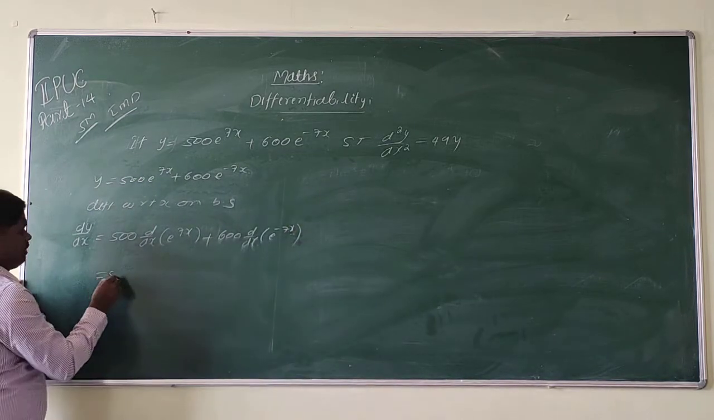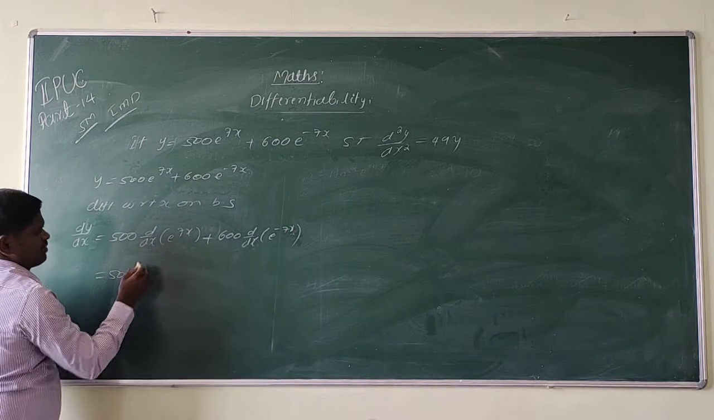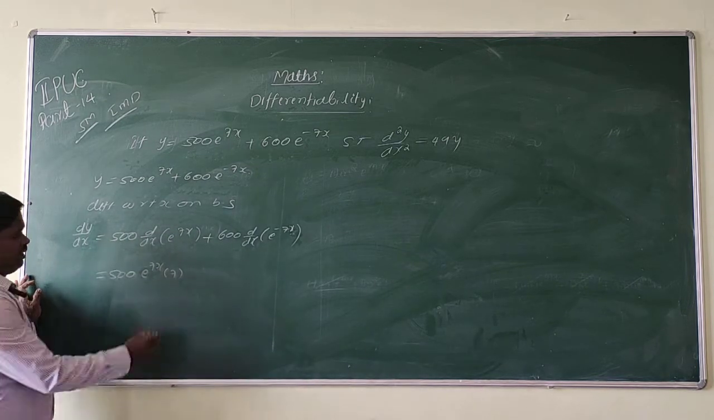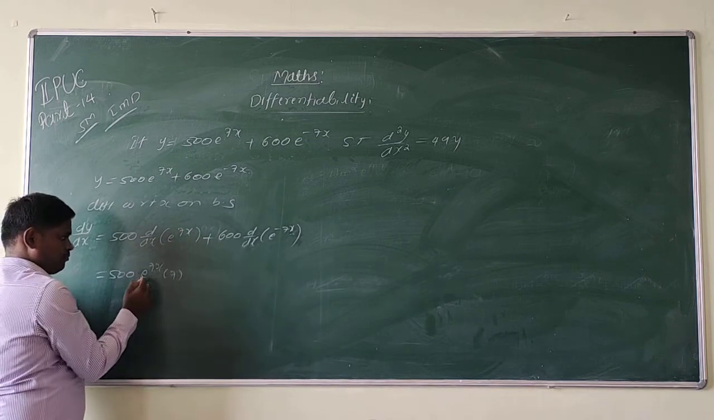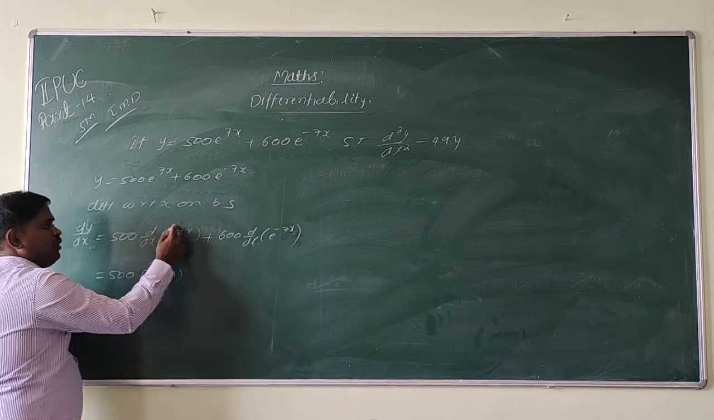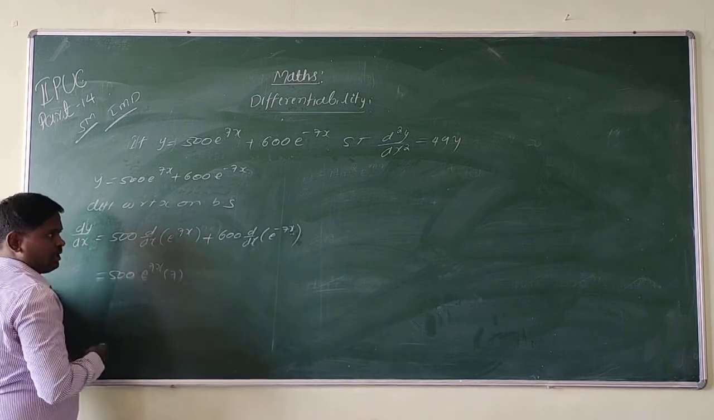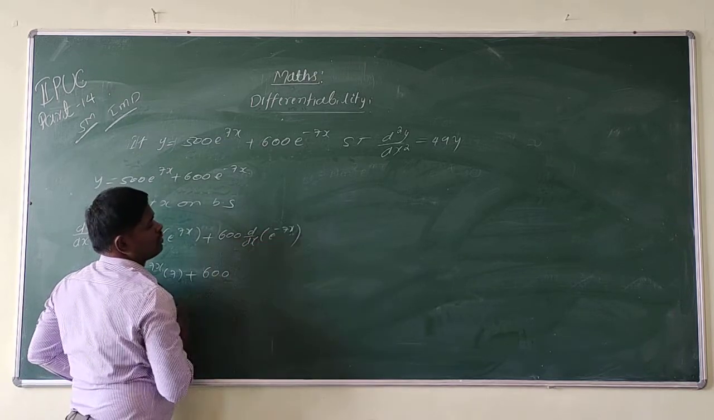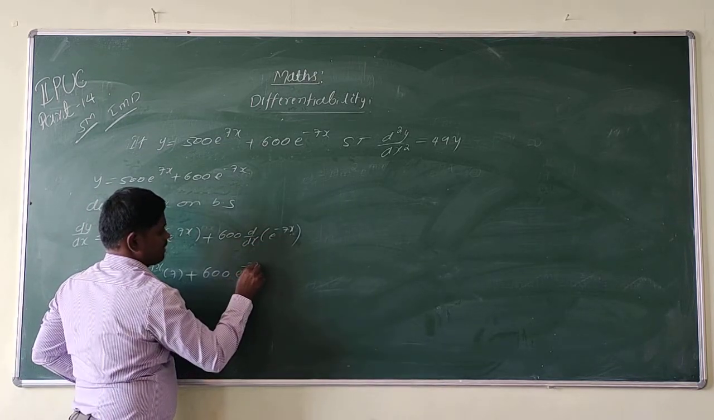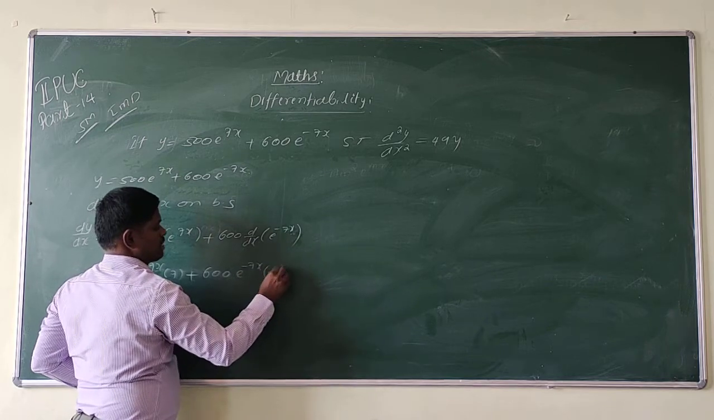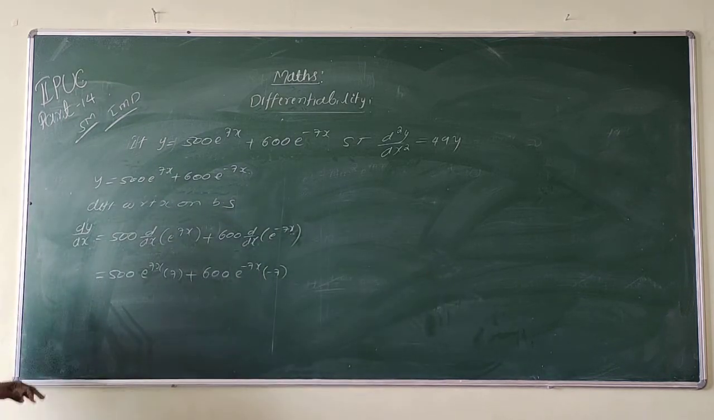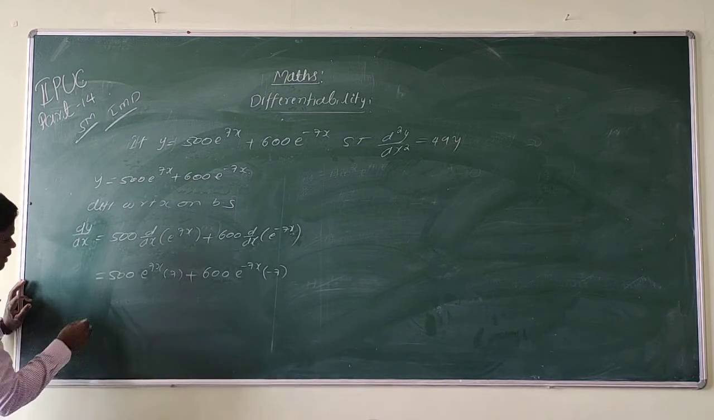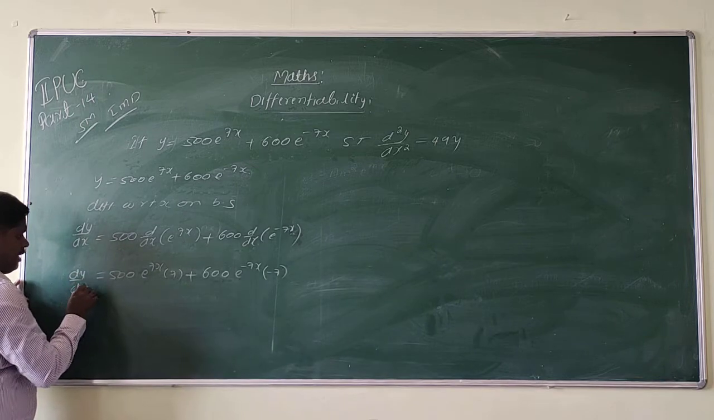So it is equal to 500 into the differentiation of this one, e to the power of 7x into 7. By using chain rule, differentiation of e to the power of 7x is e to the power of 7x into the internal term derivative, that is 7. Plus 600 into e to the power of minus 7x into the differentiation of the internal term, minus 7. Is it clear? So don't multiply these; for our convenience, write as it is. So that is dy by dx.